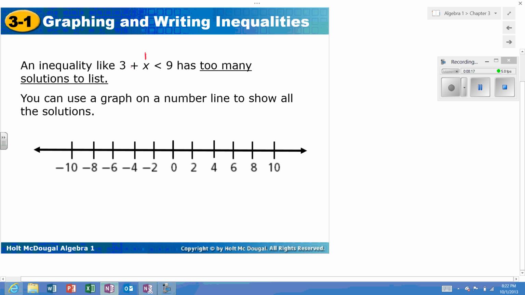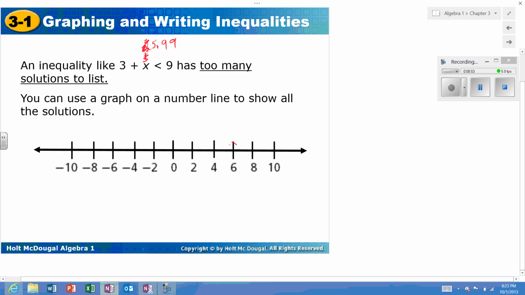So if I plug in 1 here, I'll get 3 plus 1 will be 4. Okay, that works. That's less than 9. So let's try something else. Let's plug in 2. If I plug in 2, I'll get 5. That's still less than 9. If we keep going and going, we can go all the way up to basically 5.999999 repeating, because if we add 6 into x, we're going to get 9, and we know that 9 is not less than 9. So it's basically every number that is less than 6 will work, but we don't want to include 6 on this.